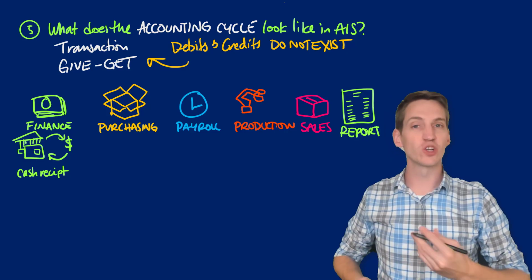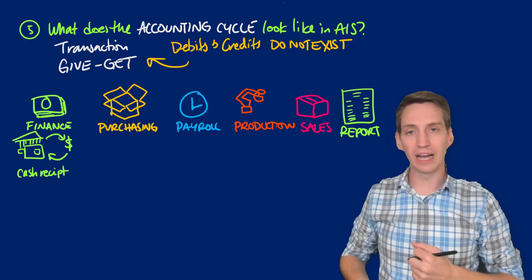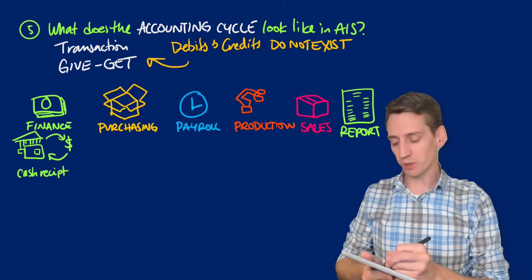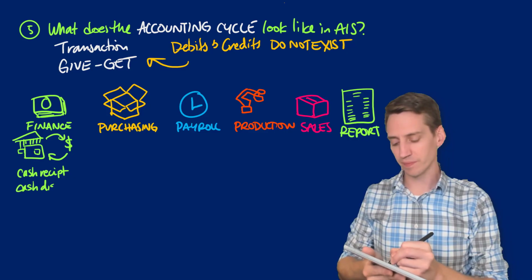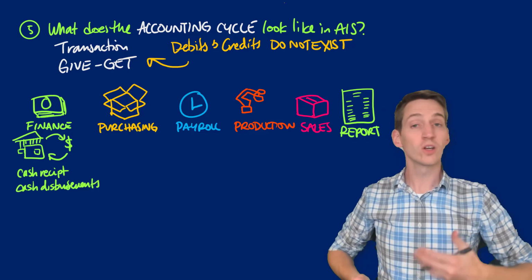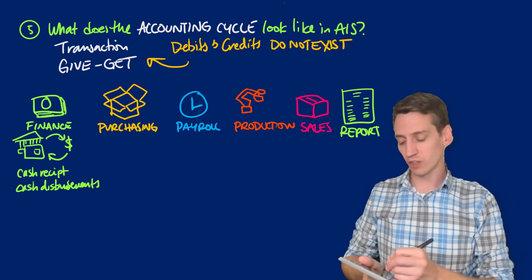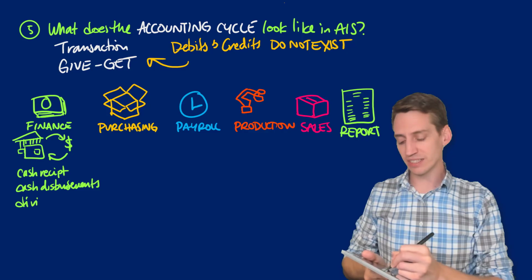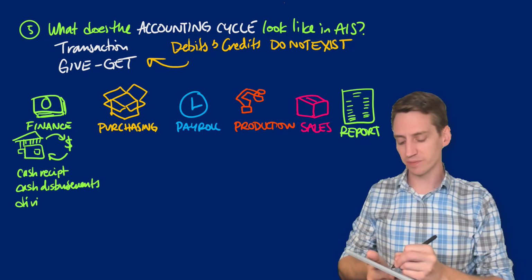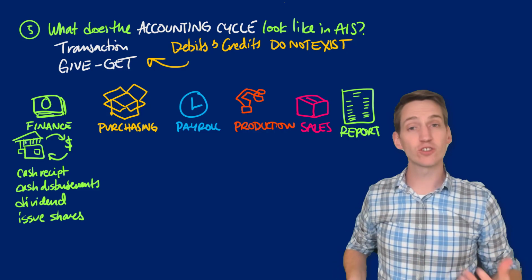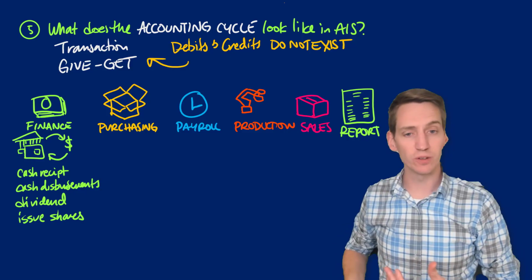Sometimes we call this additional paid-in capital in our equity statement. We have cash disbursements, which include payments out, including dividends and interest and so forth. We're going to see dividend transactions, as well as the issuance of shares. These are transactions we would expect to see in the finance cycle.